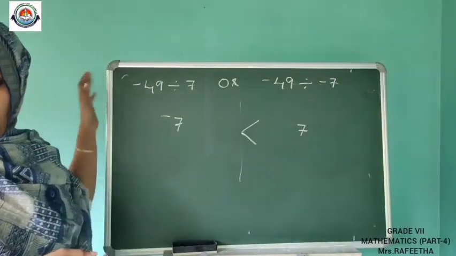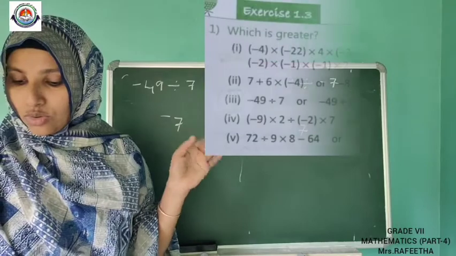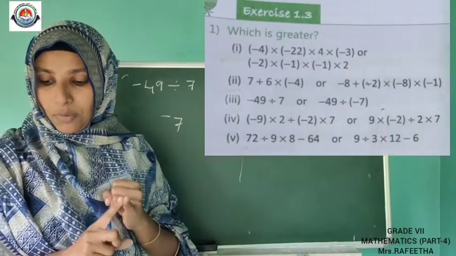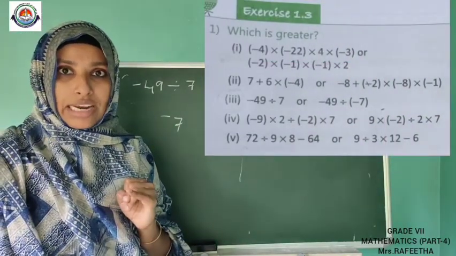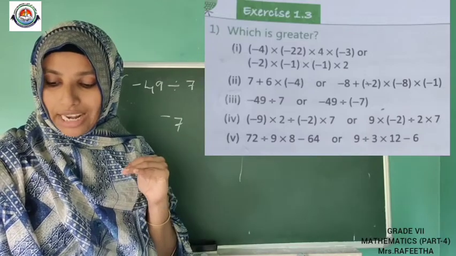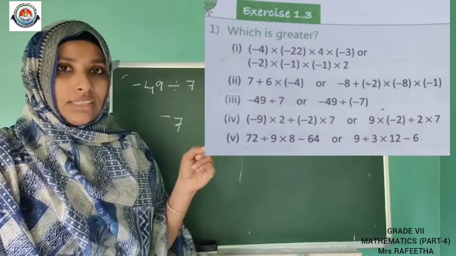Okay, so exercise 1.3, first two questions. These two sub-questions. Exercise 1.3. First question, which is greatest? Under that, sub-questions 1 and 2, you do that alone. This is your homework.